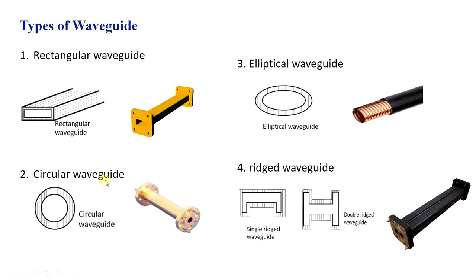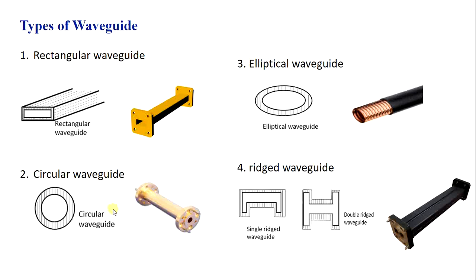Similarly, in a circular waveguide, the cross section of the waveguide is circular, so it is called a circular waveguide. A circular waveguide twists the wave as the wave travels through it. Hence circular waveguides are used with rotating antennas, as in radar applications.